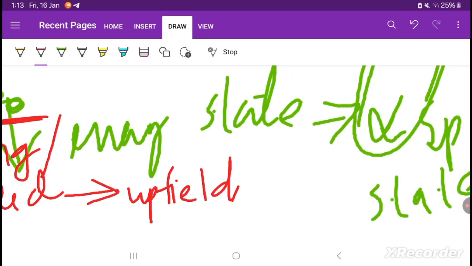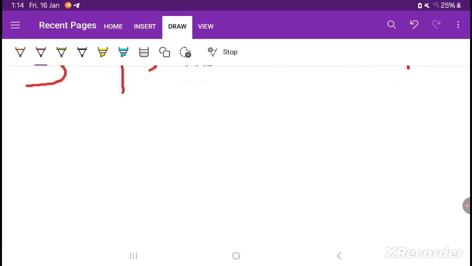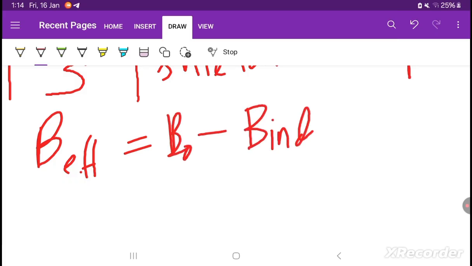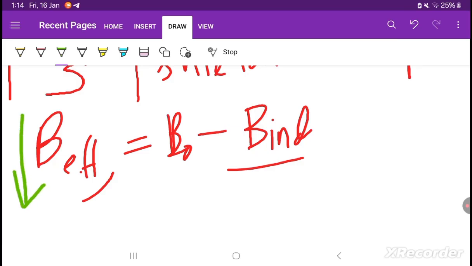And in upfield there is a weaker effective magnetic field. So what is effective magnetic field? B effective is B0, the external field, minus B induced. So whenever there is B induced, the effective magnetic field will be lesser, so a lower effective magnetic field.